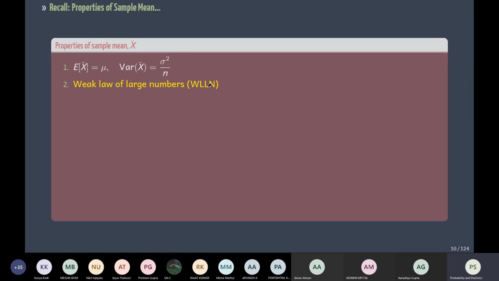What are the things we know about sample mean? Well, we know weak law of large numbers. So as n tends to infinity, we know that the sample mean will start approaching the true mean. Okay, the probability of the sample mean going close to the true mean is very high.